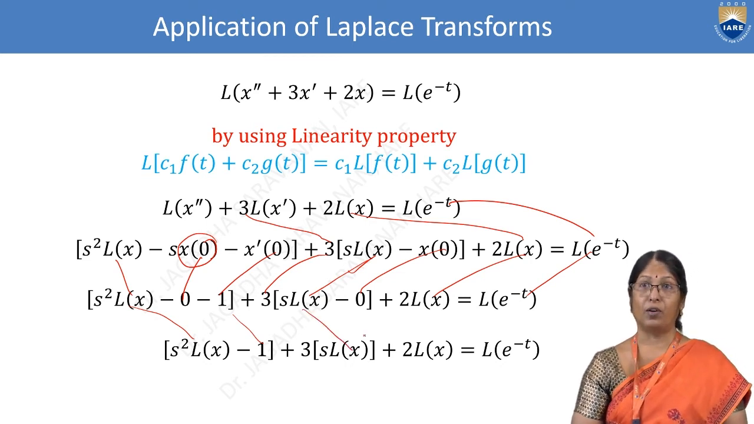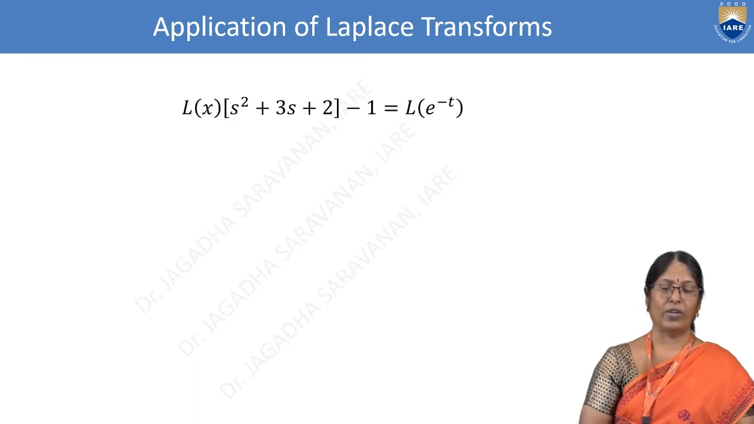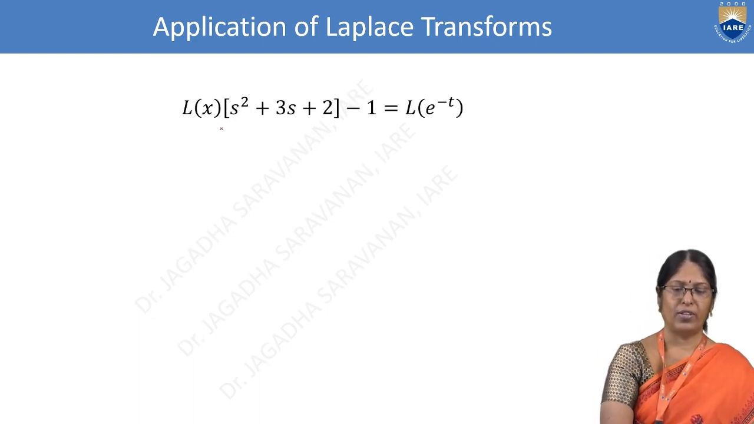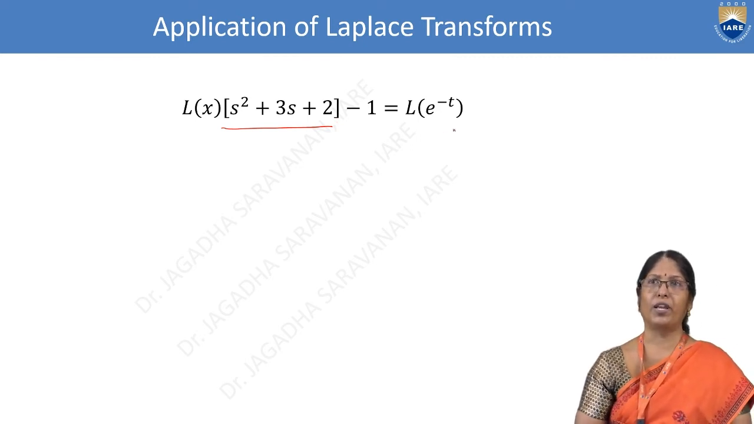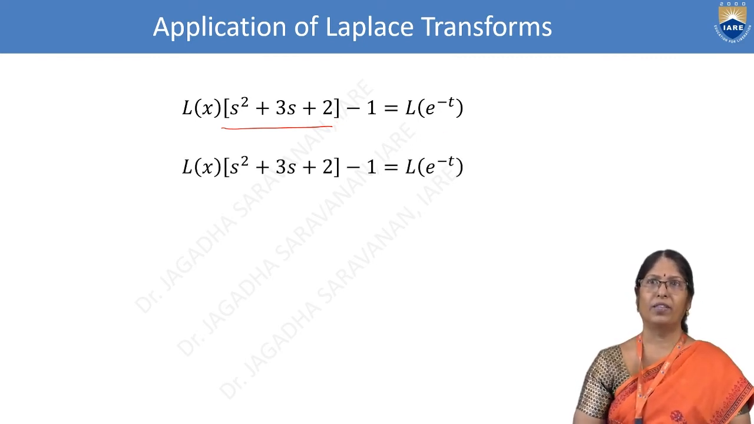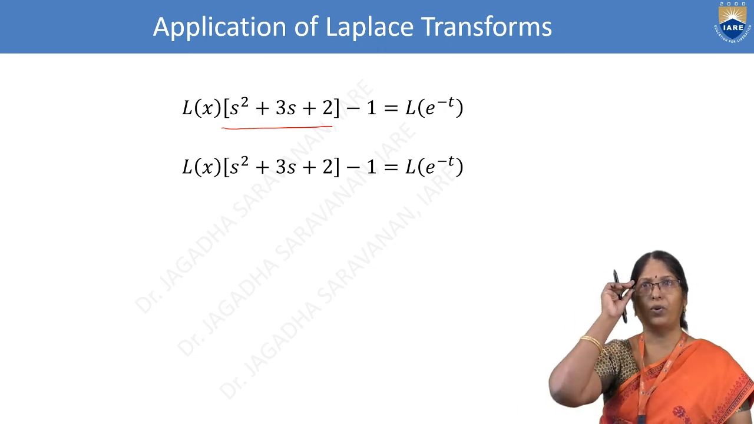3 into L of x, the zeros we removed. So L of x we grouped it. So s square plus 3s plus 2 minus 1 equal to L of e power minus t. The next step we wrote it.